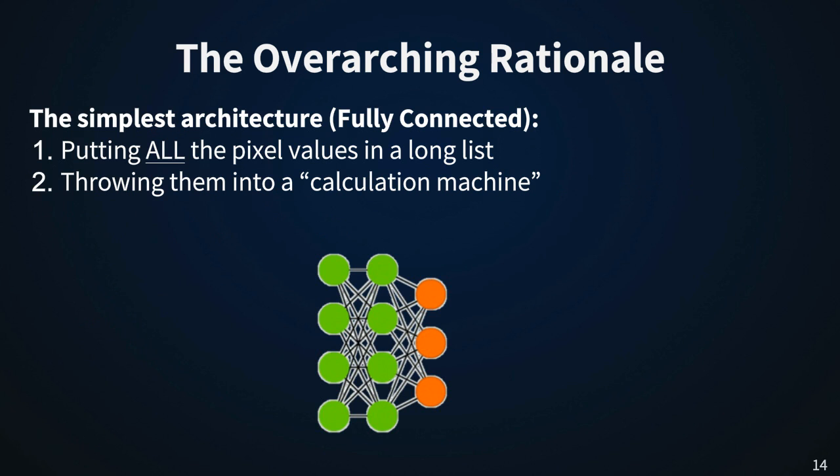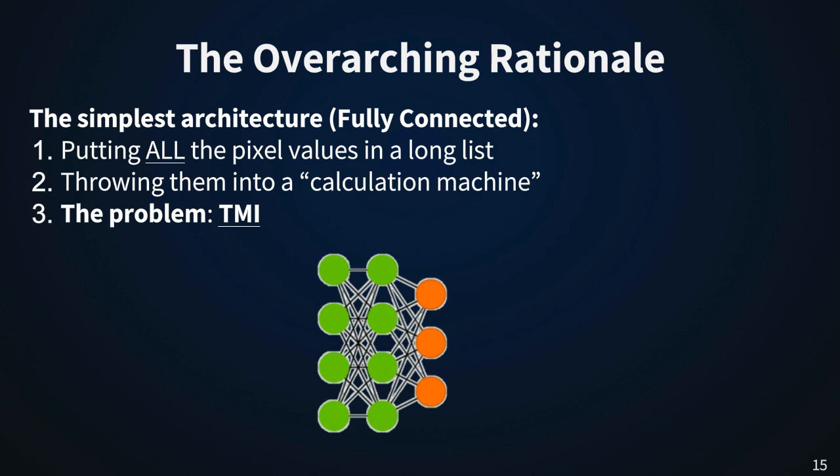So for those of you who are knowledgeable regarding deep learning, the simplest architecture that I'm referring to is a shallow, fully connected network. If you're not knowledgeable in deep learning, it doesn't matter. So don't worry if you didn't understand that term. But I'll just explain what it means. This simplest architecture takes your image and takes all the pixel values, puts them in a very, very long list, and throws them into a calculation machine.